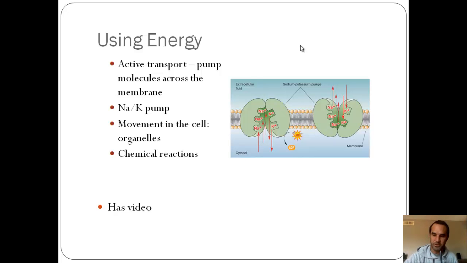Without using any energy, molecules want to move from high concentration to low. Using this pump, you can reverse the flow. You can pump them from low concentration back to high concentration. And the cell uses that pump to set up and run different processes that it wants to do.